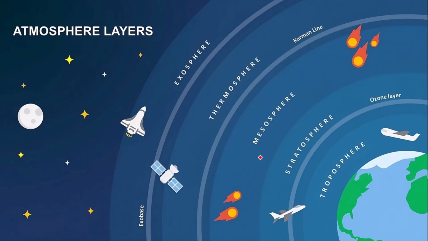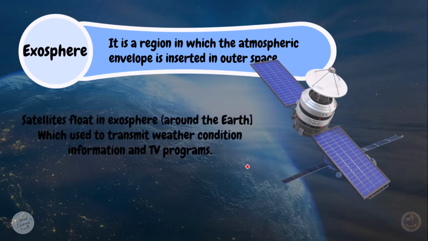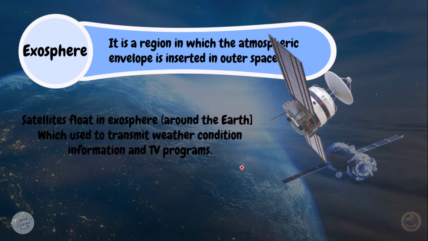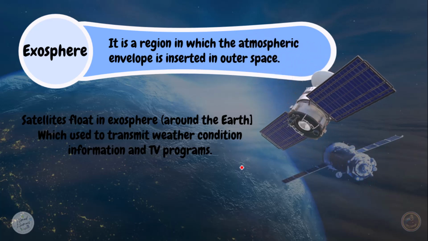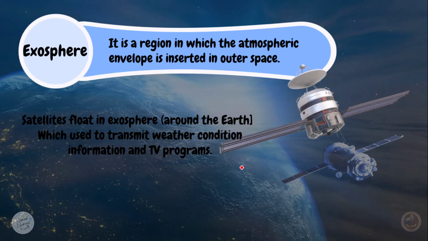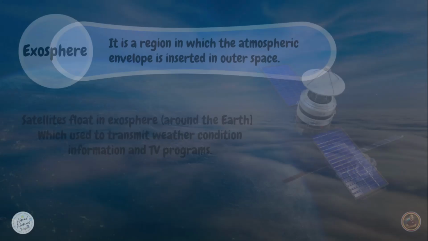Finally, the exosphere. The exosphere is the region in which the atmospheric envelope is inserted in outer space, and the satellites we launch float in the exosphere around the Earth, which we use in TV programs and monitoring the weather conditions.